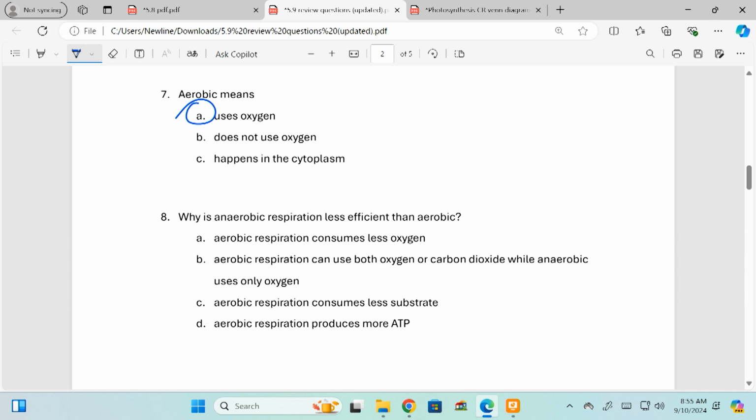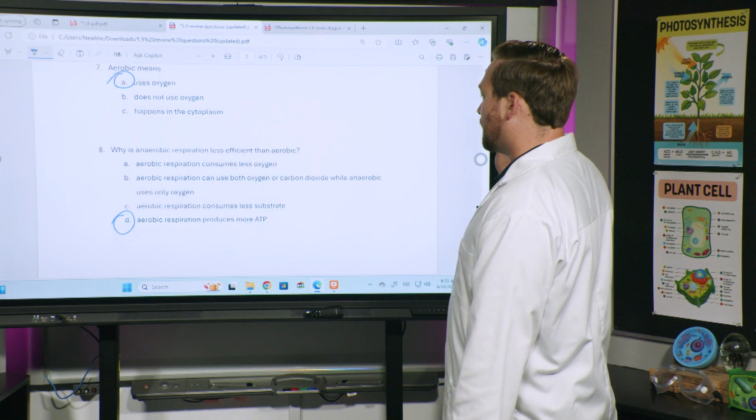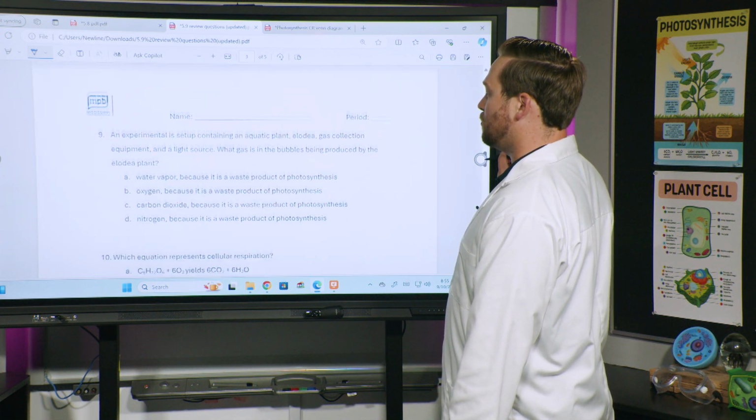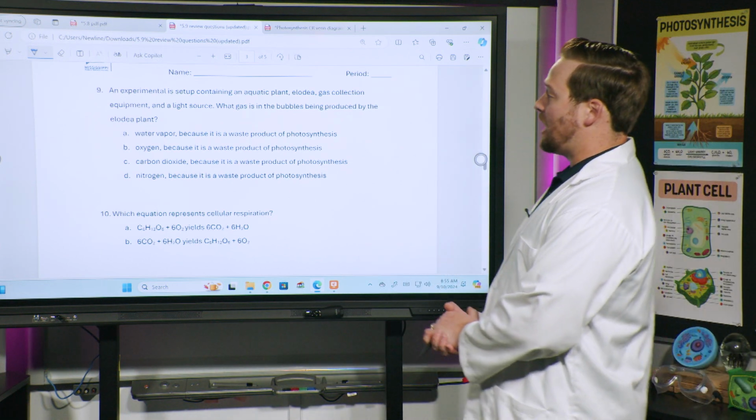8. Why is anaerobic respiration less efficient than aerobic respiration? So we really want to do aerobic respiration if we have the option. Why is that? Well, this is because aerobic respiration produces a lot more ATP. Okay? The anaerobic respiration makes a little bit, but not as much. So letter D is definitely the best answer choice there. All right, so I just got 2 more for y'all real quick. Let's see what y'all came up with for these.